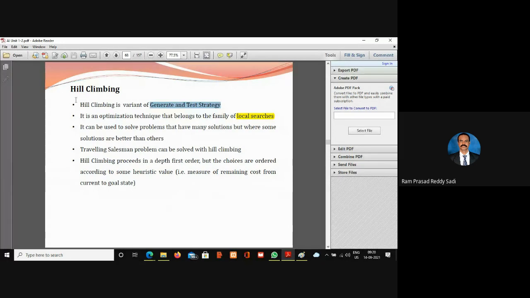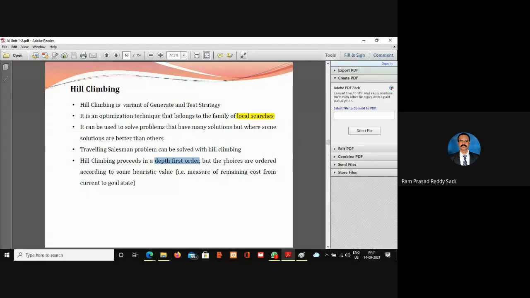Again, we can discuss the same thing using the traveling salesman problem for hill climbing also. In the previous slide, we had a discussion on this using the least cost branch and bound approach. We can also solve that using the hill climbing approach. And when you consider the hill climbing approach, it normally follows the depth first order.